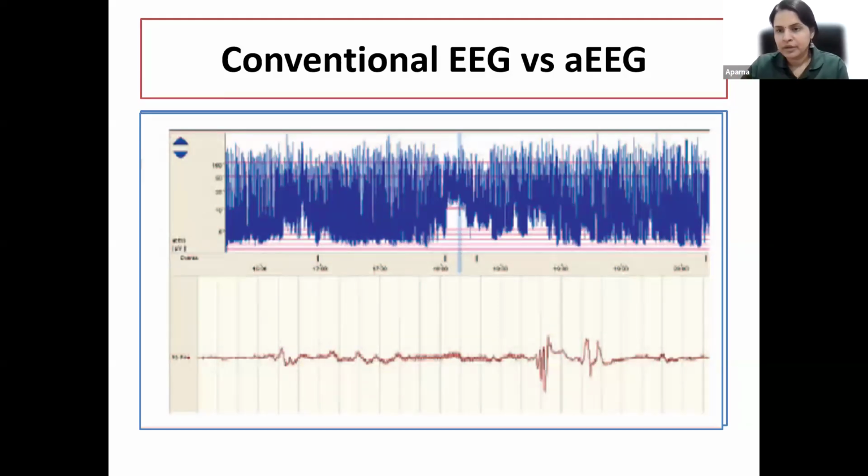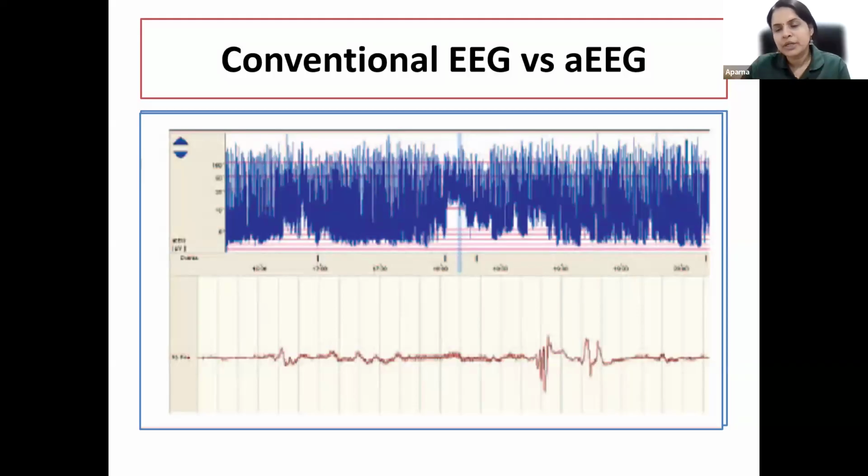Now, in contrast to the conventional EEG tracing, the amplitude integrated EEG tracing is got primarily from biparietal leads only. In fact, there are a total of 4 leads. 2 of them are the biparietal leads, which are placed on either side of the baby's head. And we have a neutral lead as well as a grounding electrode. So we have a grounding electrode, a neutral electrode, and the 2 biparietal electrodes. This is all we need for the amplitude integrated EEG.